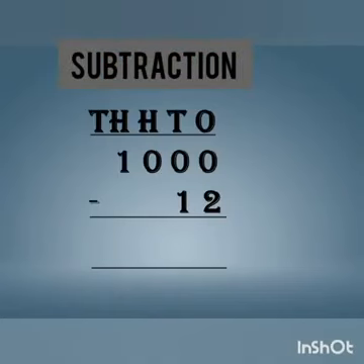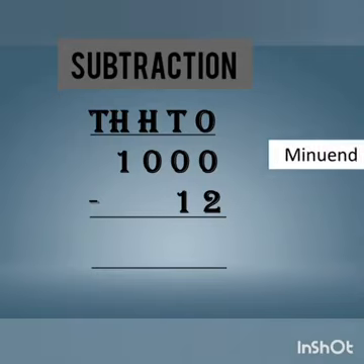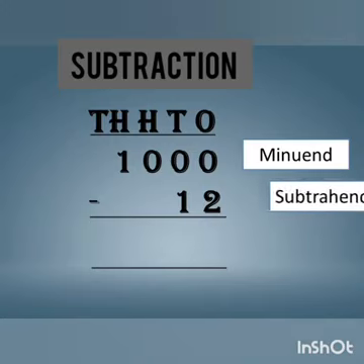This process is known as subtraction, Kate. For this, first we always write down the place values. After that, let me tell you what these parts are known as. The bigger number is known as minuend. The smaller number, which has to be subtracted, is known as subtrahend.